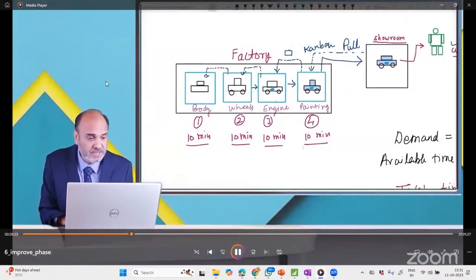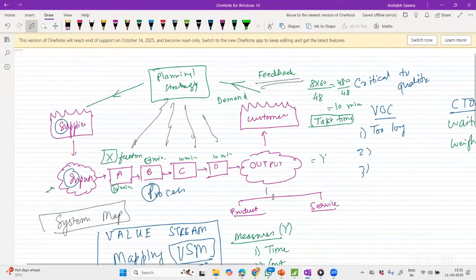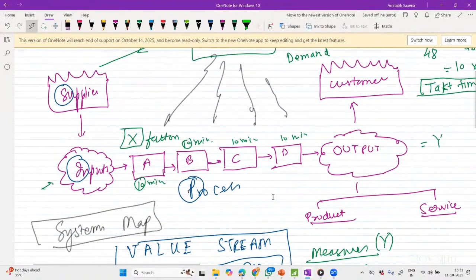Now let us look at this workstation of fixing the wheels. Everything is taking 10 minutes. What is the best part? We say the line is balanced. Line is balanced. There is no waiting time.